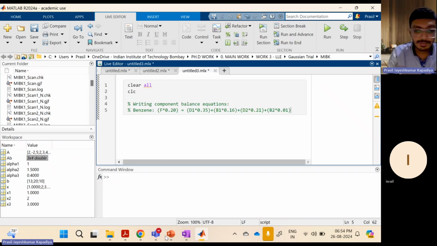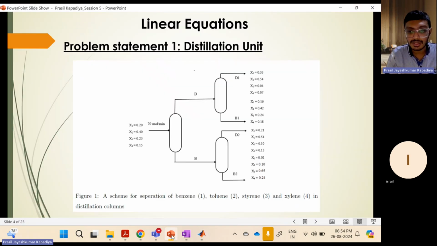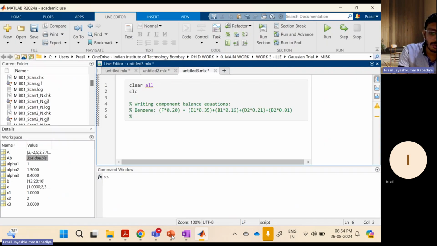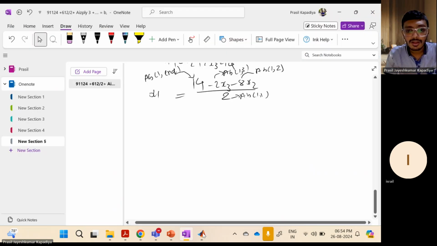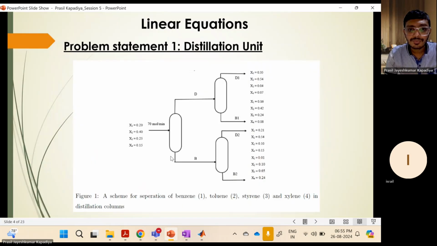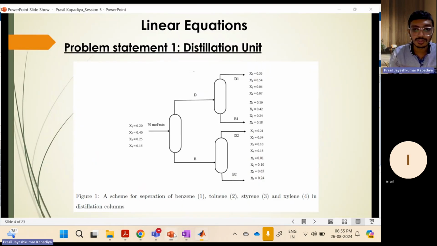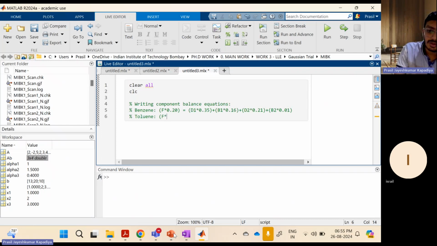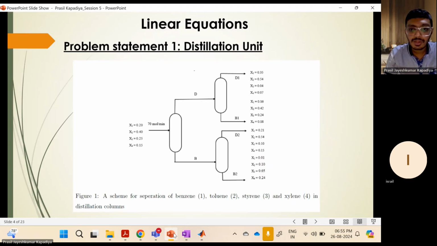Let's similarly write it for our second component, that is toluene. The equation is F into 0.40. We are not writing the overall balance, we are just writing all four component balances. So we need four equations for four unknowns.